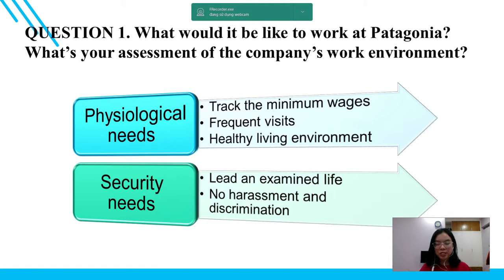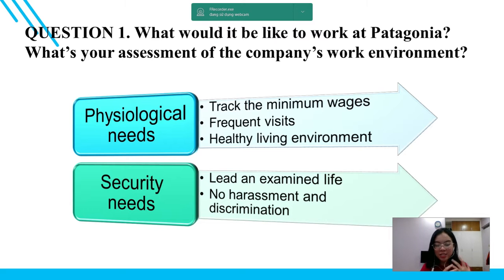For the first question, after reading the case in the textbook, it seems like Patagonia meets the basic physiological needs. For example, Patagonia checks the minimum wage of each country in which it makes products and works toward a higher and fair living wage. Secondly, Patagonia also makes frequent visits to the factories by internal staff. And last but not least, many of the factories working with Patagonia already pay above the minimum wage to some or all of their workers. Moreover, security needs, the second one, have been met by Patagonia's culture.